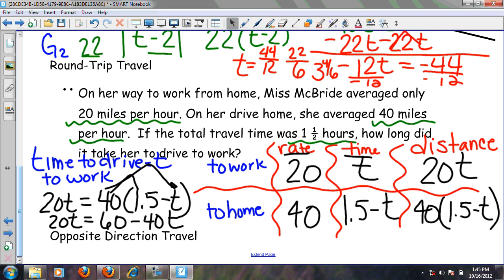Okay, back to solving equations with variables on both sides. I have a 20t all the way over here by itself. I have a 40t over here. How about we add 40t to both sides? Those will cancel. 60t equals 60.